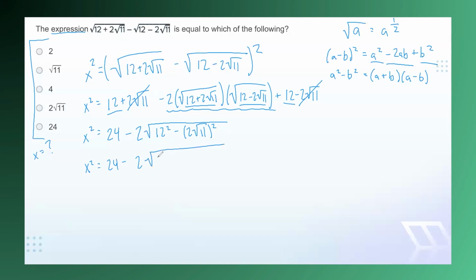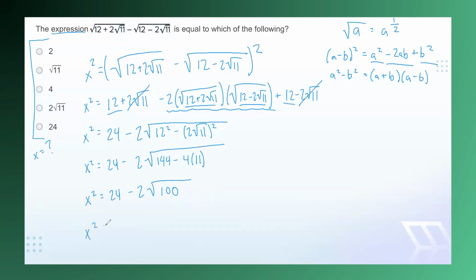The square of 12 is 144. Applying my square across both of these terms is going to give me 4 times 11. Super important to distribute that square. Continuing on, I'm going to see that 4 times 11 is 44. So I'm going to end up with 144 minus 44, or 100 under this square root. Our math is looking really clean, which is a very good sign.